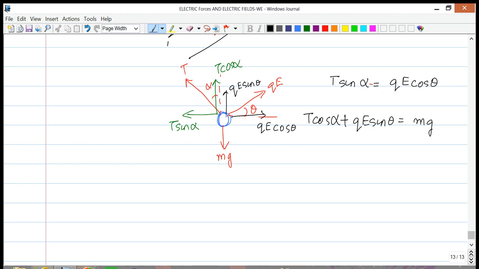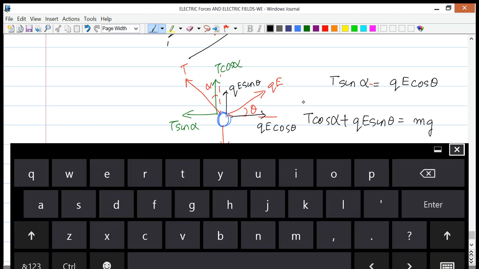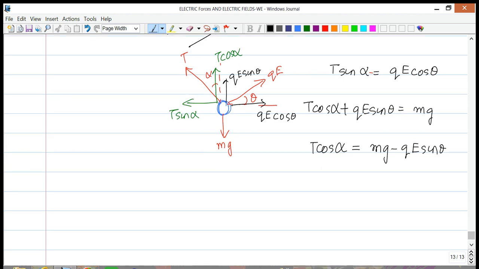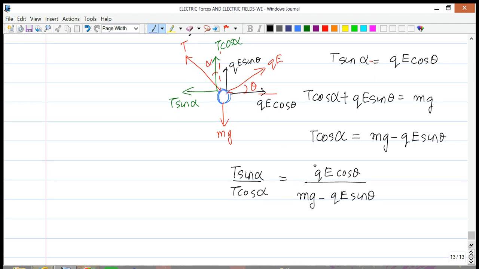Okay, so now that we know this, in order to find the angle alpha, what we're going to do is just isolate T cosine alpha from the second equation. So this gives us T cosine alpha equals mg minus QE sine theta. Since theta, QE, all those things are given, we can do this. And now we can divide the first equation by the second, and we end up getting T sine alpha over T cosine alpha equals QE cosine theta over mg minus QE sine theta.